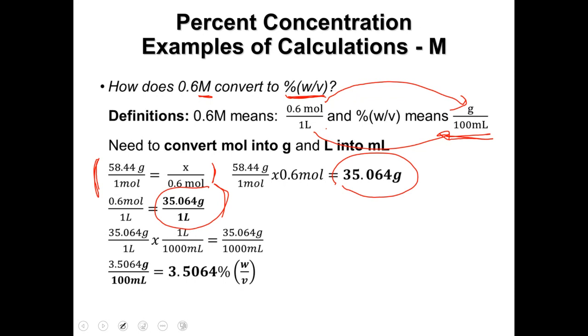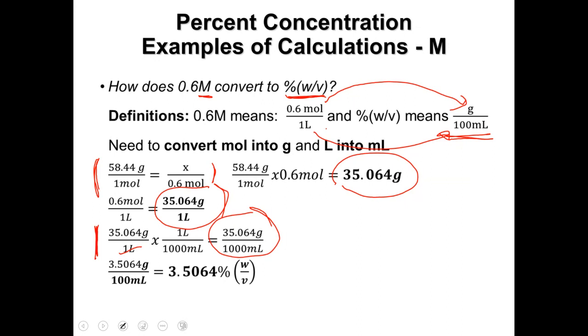Now you can actually adjust this. So first you convert the liters into milliliters by multiplying. So you would have 35.064 grams per 1 liter, corresponding to 0.6 moles per 1 liter. Now you can figure out how many you get per milliliter. It will be 35.064 grams per 1,000 milliliters. It is exactly the same thing, just converting liters into milliliters.